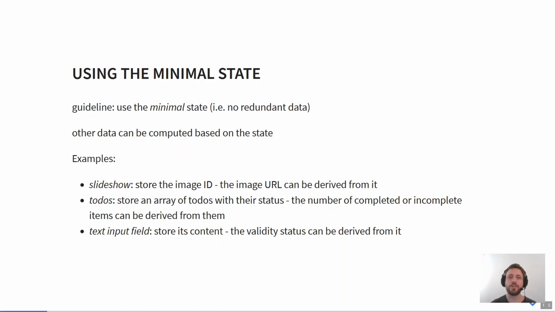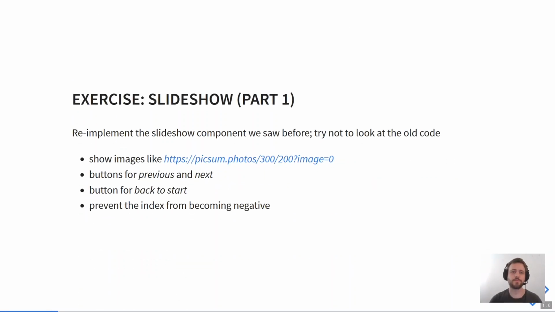In a to-do application, we might want to display the number of completed and incomplete to-dos. We wouldn't store that information separately either, as it can be derived from the array of to-dos. If our application contains an input field and we want to display its validity to the user, we don't have to store the validity separately, as it can be determined from the content of the input. This was a quick, deeper look into the basics of state in React.